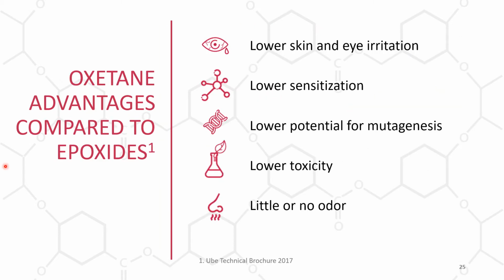What are some of the advantages of oxetanes compared to epoxides? So what are people looking at them? They tend to be or can be maybe at a slightly higher cost than the workhorse epoxide, but there are reasons people use these. And some of these are listed on these slides. You get potentially lower skin and eye irritation, lower sensitization, a lower potential for mutagenesis, lower toxicity, and little or no odor.